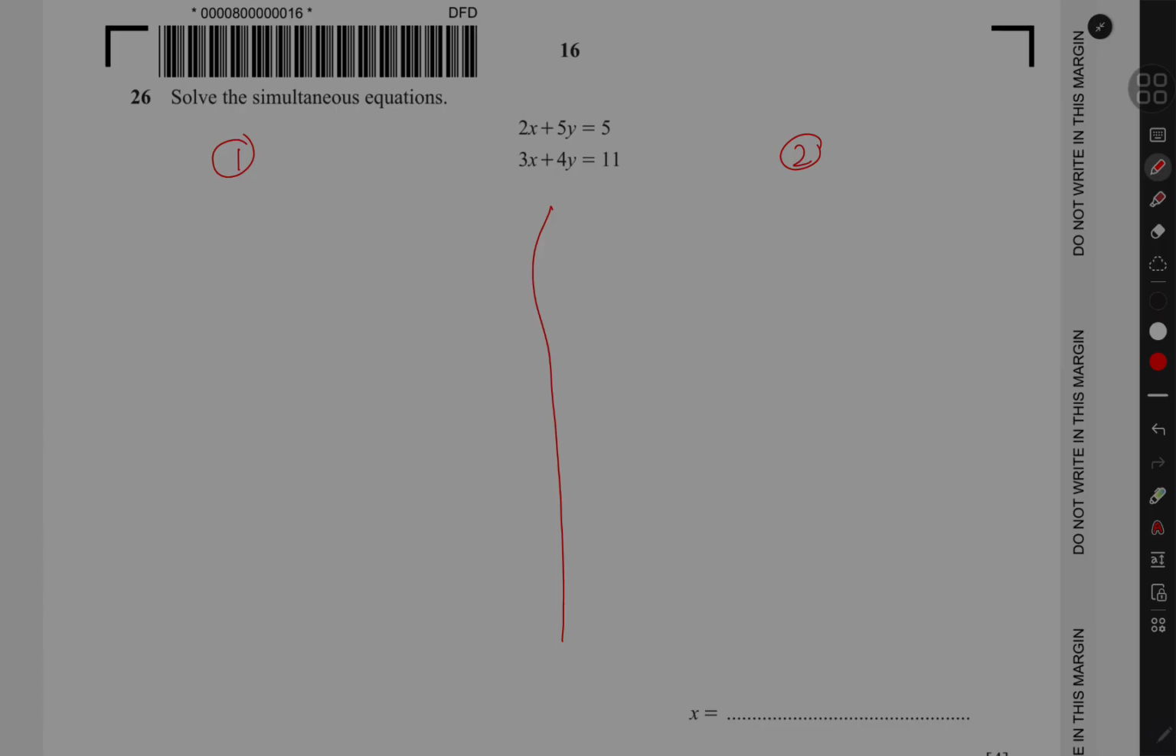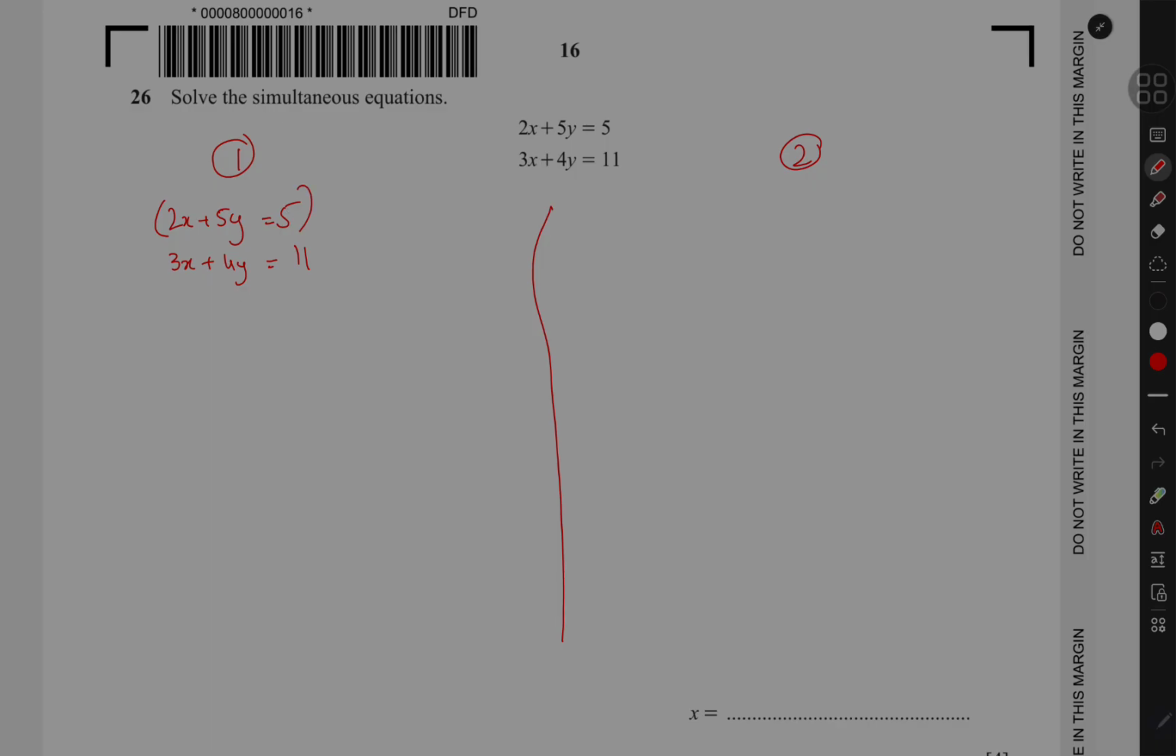So we have the question 2x plus 5y is equal to 5, and we have 3x plus 4y is equal to 11. Now, what I would do is try to cancel out one variable. I'll try to cancel out, for example, x over here. To cancel out x, we need to make it the same in the first equation and in the second equation. If I multiply 2 with 3, it becomes 6, and if I multiply 3 with 2, it also becomes 6. So I have 6x in both of these equations.